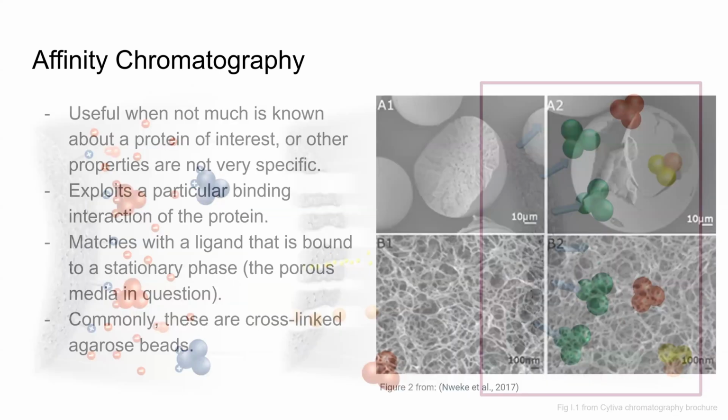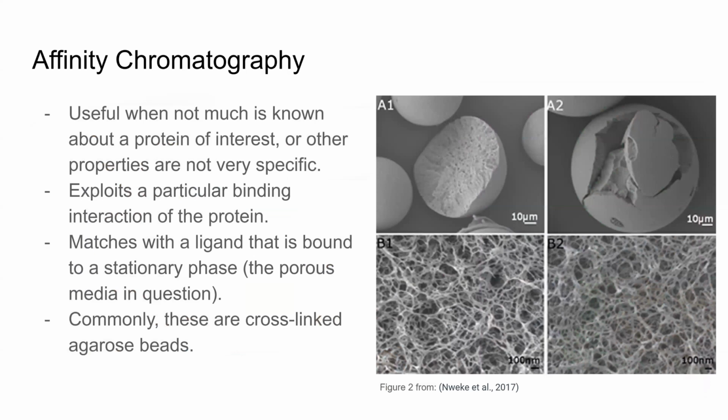Affinity chromatography is a useful technique when we don't know much about the specific properties of a protein of interest, but what we do know is a specific binding interaction between it and a particular ligand, which we do already know about. We take that adequate ligand and attach it to a solid phase, which is usually the highly cross-linked agarose beads that I've pictured here at the right and that we have talked about previously.